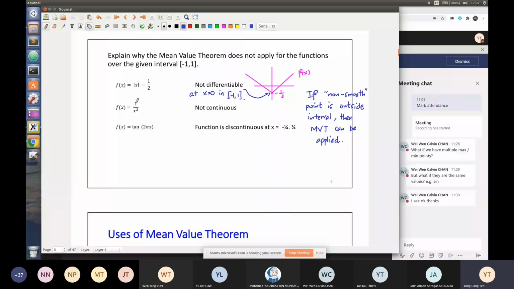Then next, what about this one? This one is not continuous, just 1 over x squared. So 1 over x squared is clearly looking something like that. So this is my 1 over x squared.